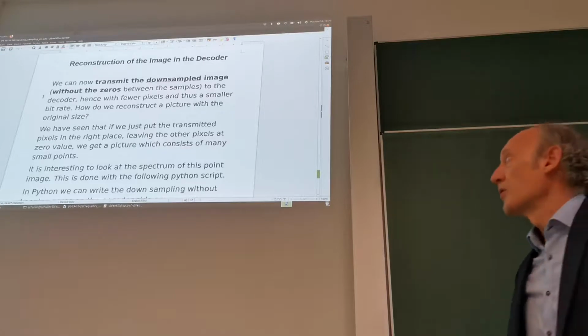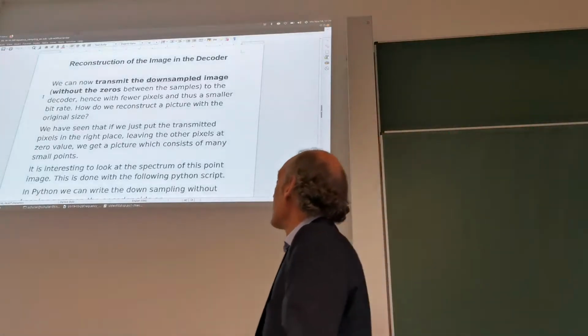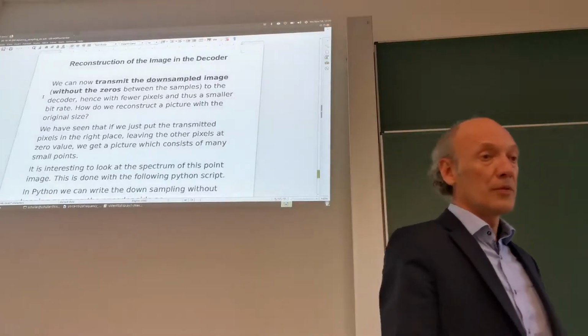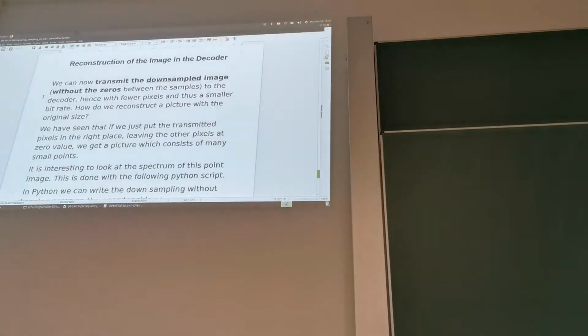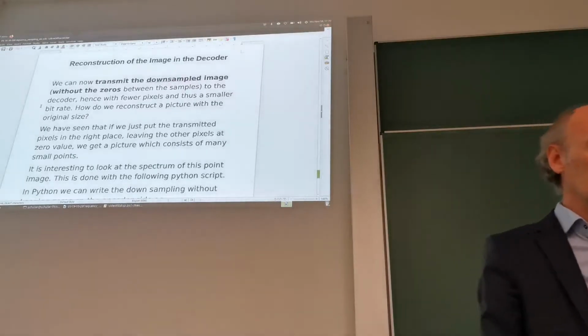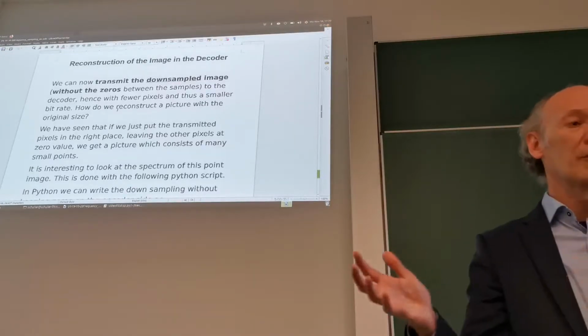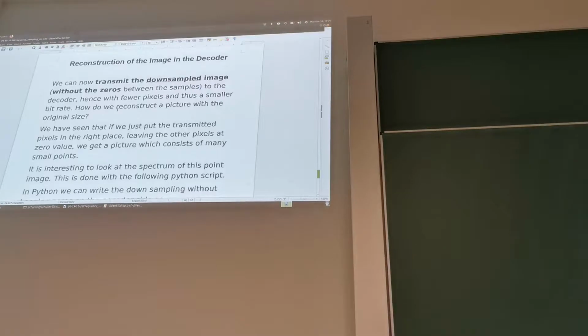Yeah, so after downsampling, we still need to reconstruct the image in the decoder, right? Or in the receiver. So we can now transmit a downsampled image with downsampled color components, for instance, without the zeros between the samples to the decoder, and hence with fewer pixels and thus a smaller bit rate. Right? Fewer samples means reduced bit rate.